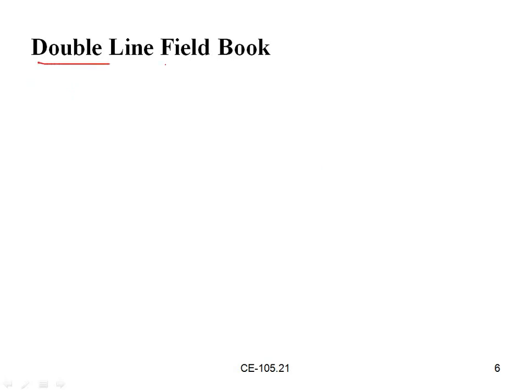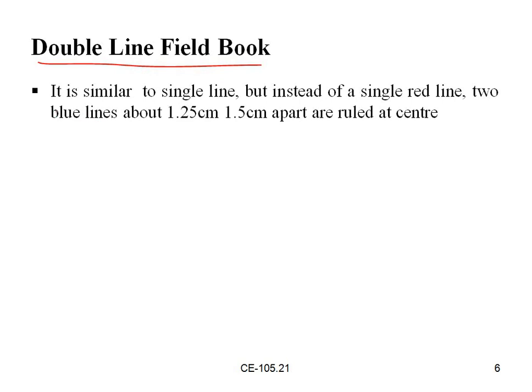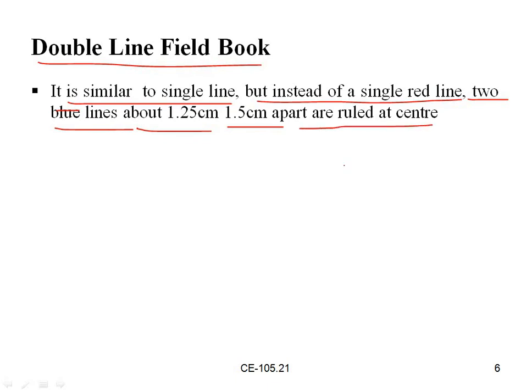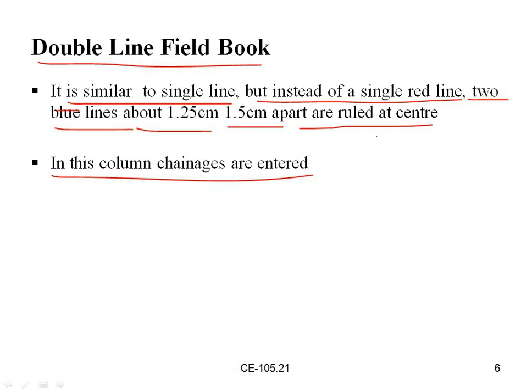The next one is the double line field book. It is similar to the single line, but instead of a single line we have two blue lines about 1.25 to 1.5 centimeters apart, ruled at the center. In this column, chainages are entered. So here you can see a single red line and two blue lines. That is regarding the field book.